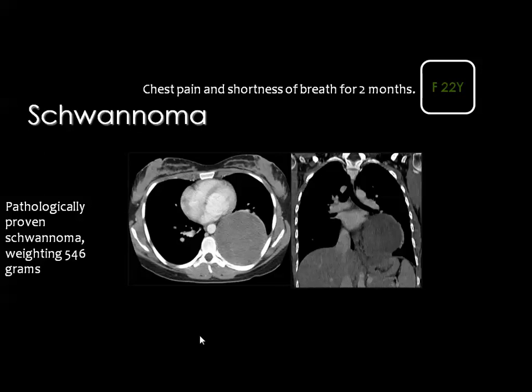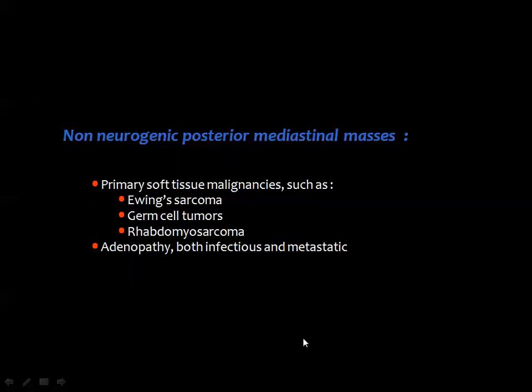You should remember that schwannomas have the tendency to be cystic or look like cystic lesions. They also have lower density and lower enhancement compared to the neurofibromas. Non-neurogenic tumors in the posterior mediastinum are not diagnosed from imaging.